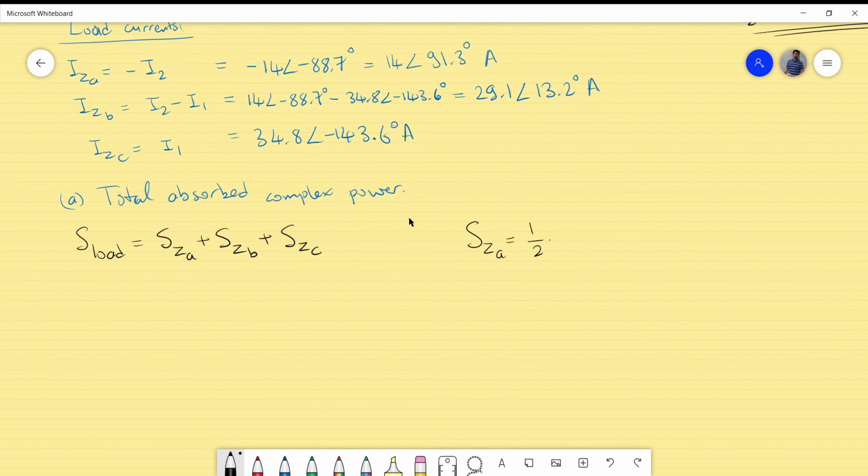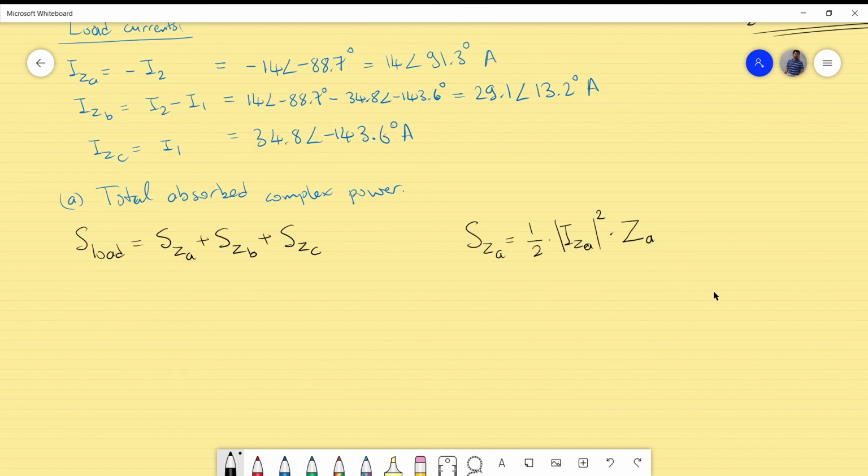We can use the peak value of the load current, so I can do the following: I_ZA peak value squared times the impedance itself. So I can use this formula. It is much easier to use this formula. Why? Because I already know the current. I also know its impedance.